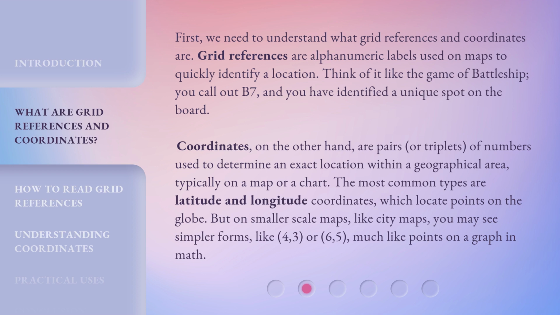Coordinates, on the other hand, are pairs, or triplets, of numbers used to determine an exact location within a geographical area, typically on a map or a chart. The most common types are latitude and longitude coordinates, which locate points on the globe. But on smaller scale maps, like city maps, you may see simpler forms, like 4, 3, or 6, 5, much like points on a graph in math.